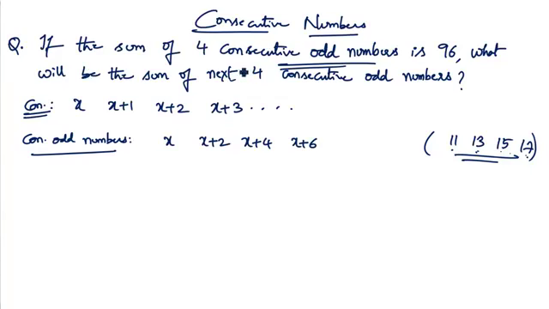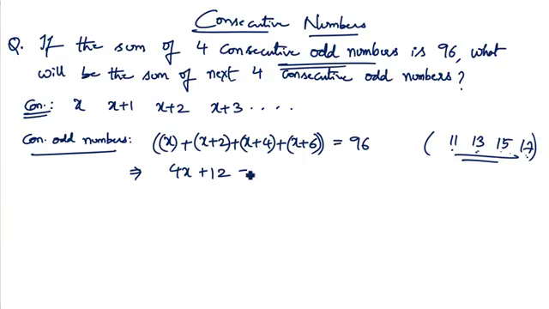He says the sum of 4 consecutive odd numbers is 96, which means the sum of these 4 values is 96. So solve for it. x plus x plus 2 plus x plus 4 plus x plus 6 equals 96. Yes or no? We are trying to get the sum of these 4 numbers here. What does it give us? 4 x's, so 4x plus 2 and 4 is 6, 6 and 6 is 12. 4x plus 12 equals 96. From this, 4x comes out to be 96 minus 12, which is 84, or x comes out to be 21. So the first odd number is 21.